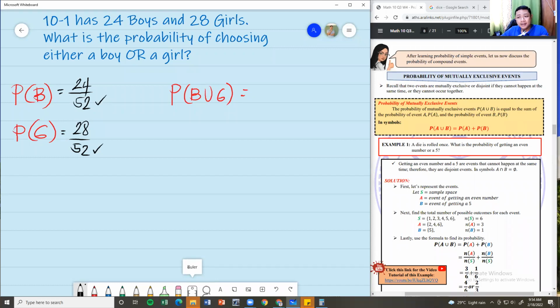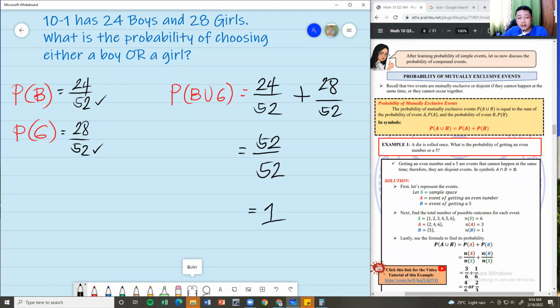So, to avoid having to make them similar fractions like what we did earlier, better retain them as is for the moment. Okay? So let's now do this. We have 24 over 52 plus 28 over 52. Can you follow? And so when we add them, that becomes 52 over 52. And this is the time that we will simplify it. And this will be equal to 1. Wow.